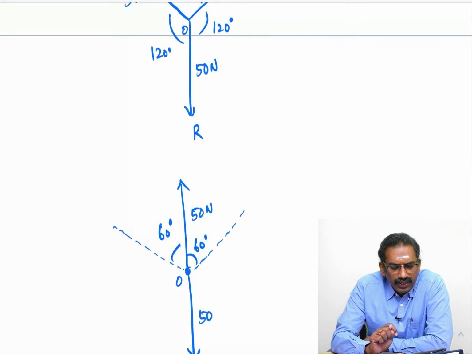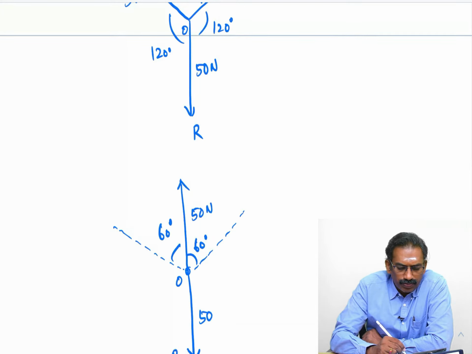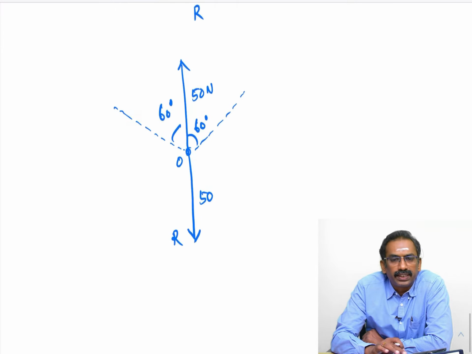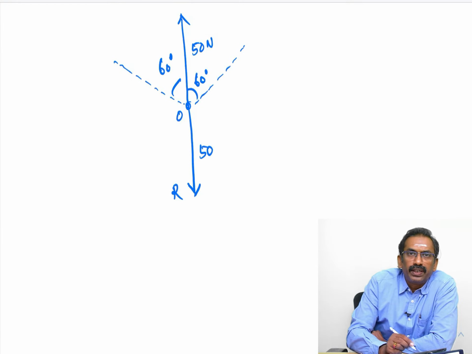If two vectors of equal magnitude act in the opposite direction, then the resultant magnitude is 0.